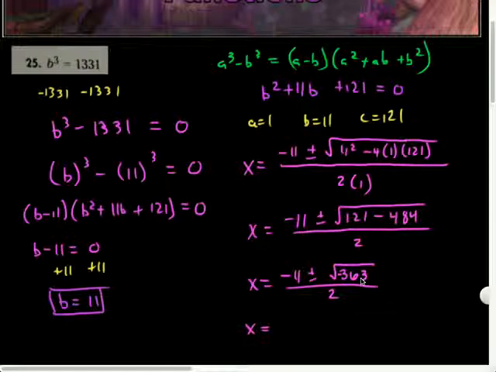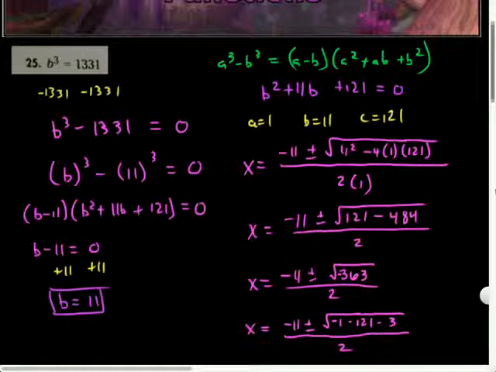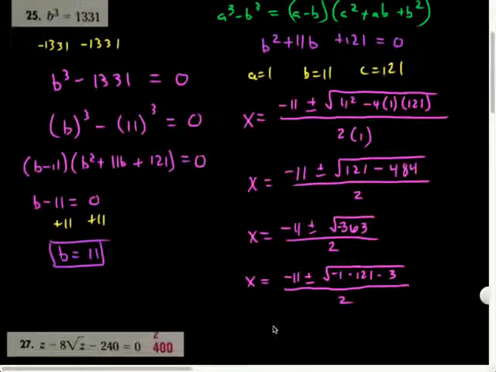Oddly enough, 11 does twice. Yeah, 121 goes into it. Silly me. So I could actually break this up into negative 11 plus or minus the square root of negative 1 times 121 times 3, all over 2. And my answer reveals itself.